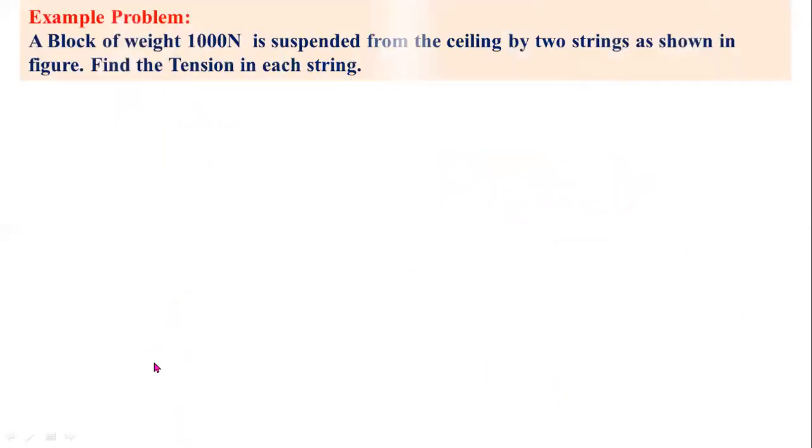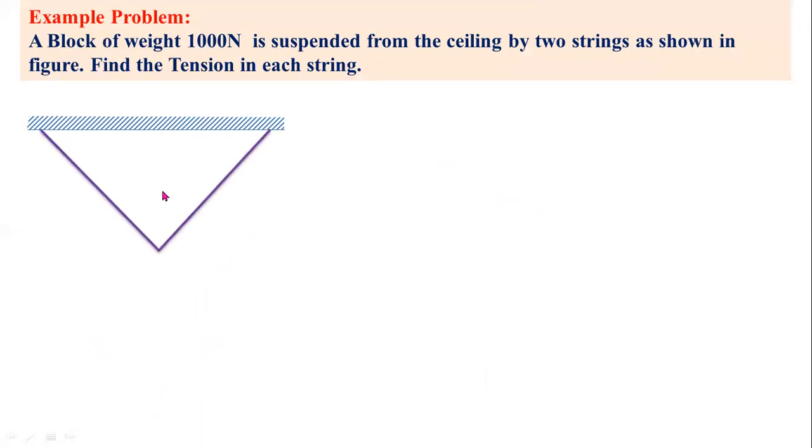Now coming to the last problem in this session. This is the given question. From the given question, you have to calculate the tension in each string. So here a block of weight 1000 newtons is suspended from the ceiling by two strings as shown here.